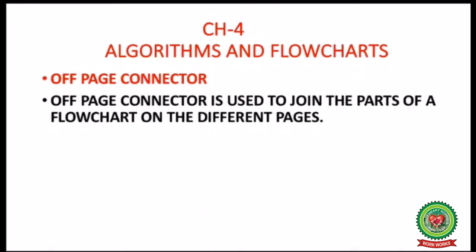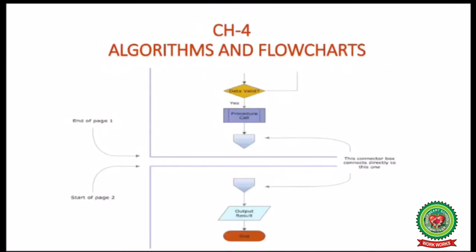Second is the off-page connector. An off-page connector is used to join the parts of a flowchart on different pages. See in this example, we have the flowchart on two pages. To join these parts of the flowchart, we will use the off-page connector. Here on the left side you can see there is an end of page 1, and at the bottom of page 1 we have used an off-page connector.